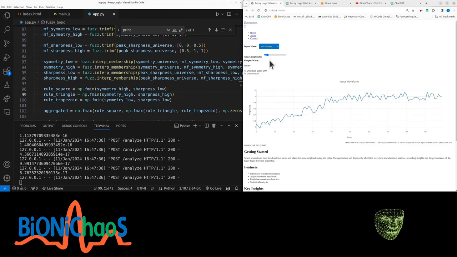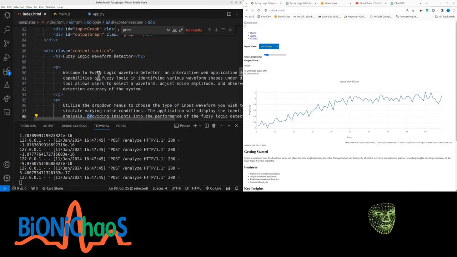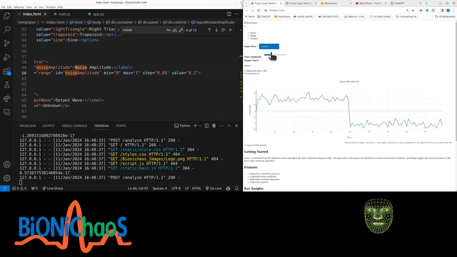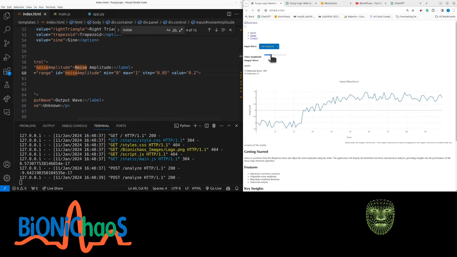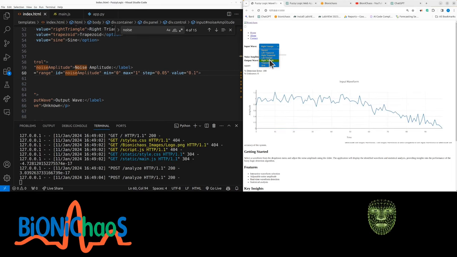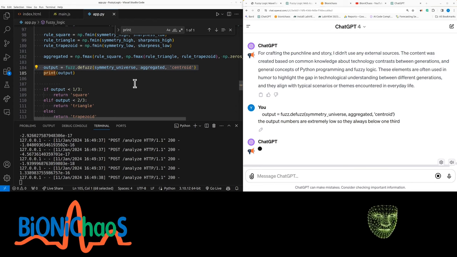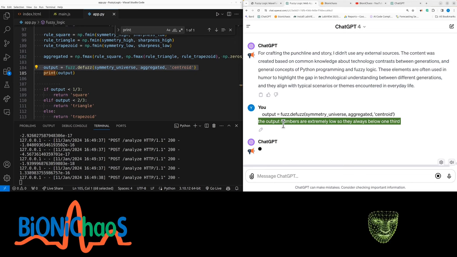The noise amplitude to begin with is too high. Here we can change that. Noise, 0.5 steps. Max should be 1. Let's make it 0.2 so we can actually see the signal. Right triangle, left triangle. The output numbers are extremely low, so they're always below 1/3. GPT-4 is thinking forever. Let's try GitHub Copilot as well.